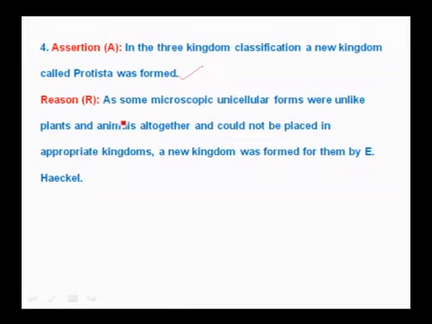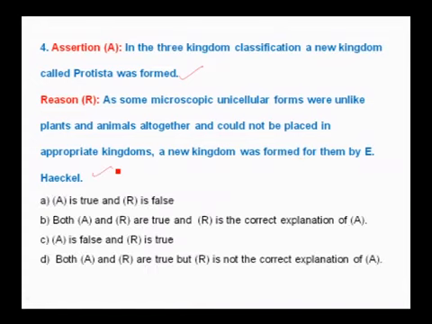Now let us see here. As some microscopic unicellular forms were unlike plants and animals altogether and could not be placed in appropriate kingdoms, a new kingdom was formed by E. Haeckel. So this is also correct. Now you can see the options given below. So here A is true, R is false is the wrong one. Both A and R are true, and R is the correct explanation, is correct. A is false is a wrong option. Both A and R are true, but it is not the correct explanation, is a wrong statement here, because it is the correct explanation.